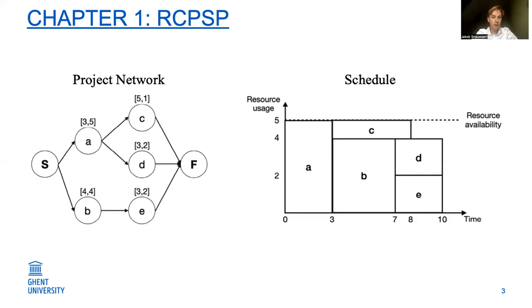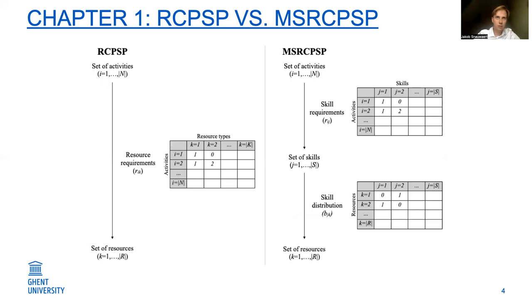For this project, we can then see on the right side the optimal schedule. Here we can see that this optimal schedule leads to a make span of 10 units. And this schedule clearly satisfies all the precedence relations. For example, as I just explained, activity A is scheduled before C and D, and also the resource availability constraint is satisfied.